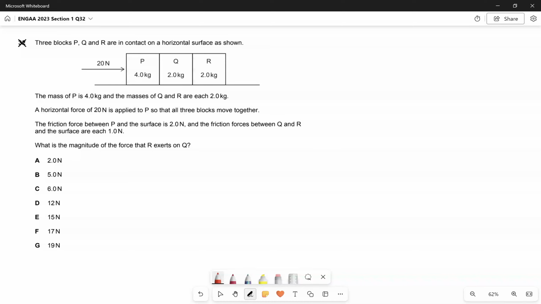So naturally, the first thing that we should do here is work out the total acceleration of the blocks as a whole, because then we can look at what happens to the acceleration of each block as dependent on each of the forces on it. So we have 20 going forward, and then we have 2 plus 1 plus 1 going back, which is 4 newtons. So we have 16 newtons in total.